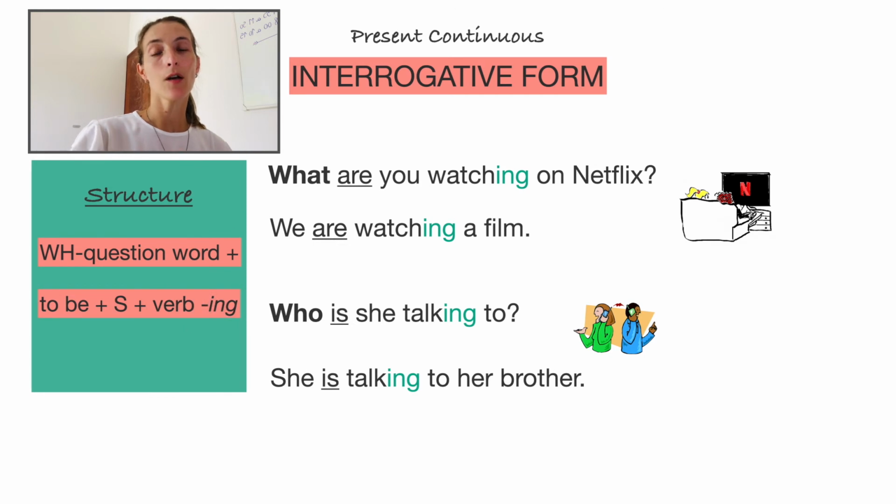Bien, entonces, estas preguntas se van a armar de la siguiente manera. Empezamos con la palabrita con WH, like what, where, when, who. Then we need the verb to be, are, am, or is, el sujeto y el verbo con ing. ¿Ok? Bien, algo importante que ustedes lo habrán visto ya en todas las formas es que el verbo siempre va a ir con ing. El verbo principal siempre va a ir con ing, ya sea una pregunta, una negación o una oración afirmativa. ¿Ok?